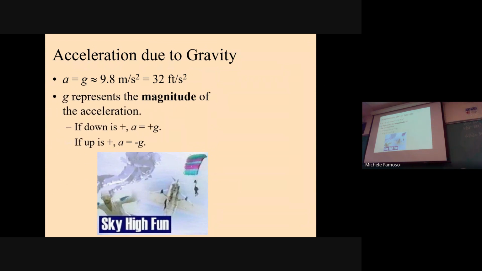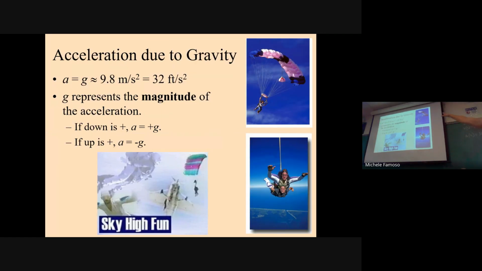G, when we use the lowercase g, that's just representing the magnitude of that acceleration of gravity. So if you define down to be the positive direction, then your acceleration of gravity would also be positive. If you said up is positive, then your acceleration of gravity is negative. Now, in this scenario with skydiving, this is not free fall. Why not?